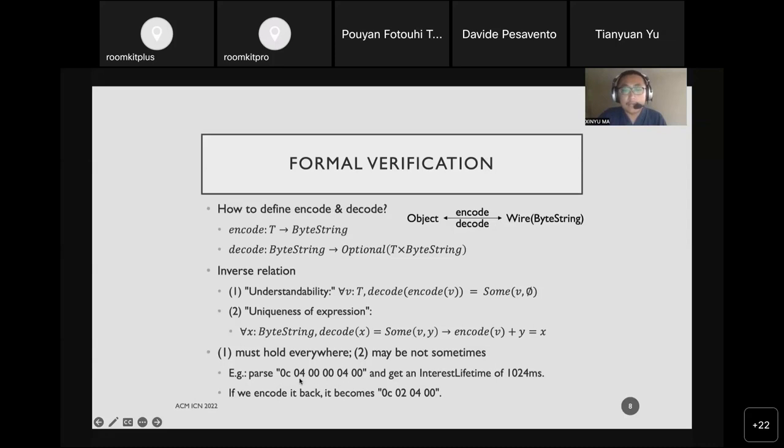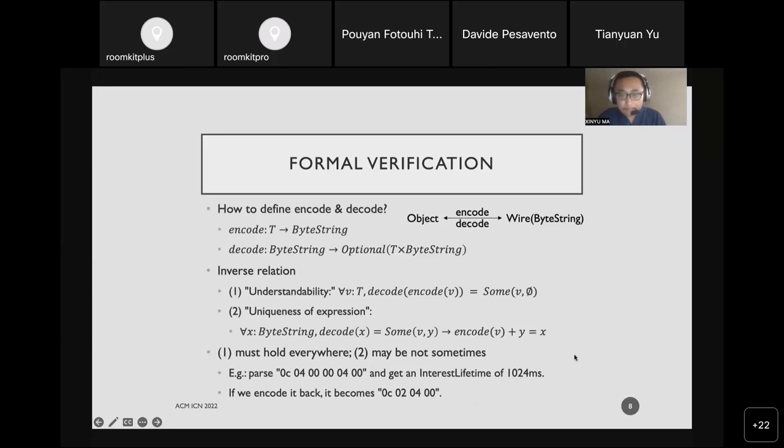So if we handle it in this way, then the result would be that when we parse this object, we parse 6 bytes. But when we encode it back, we will get 4 bytes: the type, the length reduced to 2, and the 2 bytes encoding 1024 milliseconds, which is the lifetime. So this uniqueness of expression may not hold.